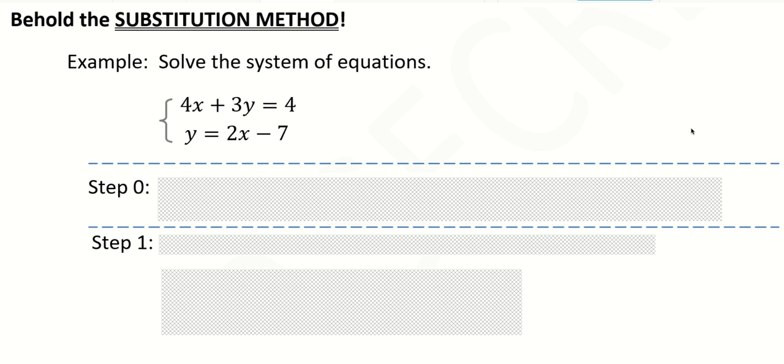Sorry if you notice a little break in the video, I paused it to answer my cell phone, but here we go. The substitution method.